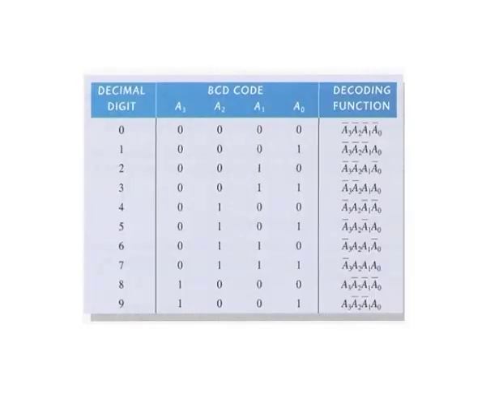The method of implementation is the same as for the 1 of 16 decoder previously discussed, except that only 10 decoding gates are required because the BCD code represents only the 10 decimal digits, that is 0 through 9. A list of the 10 BCD codes and their corresponding decoding functions is given in the table.